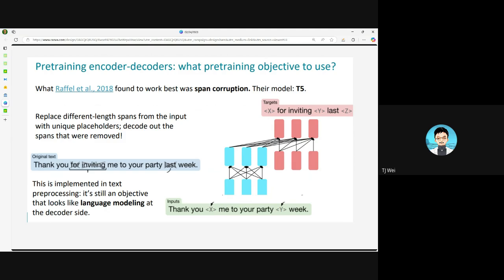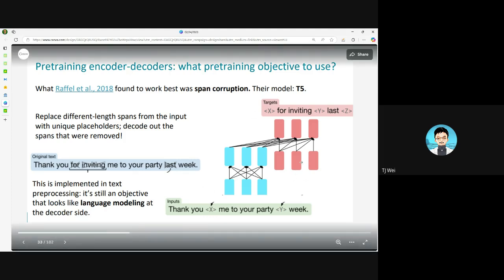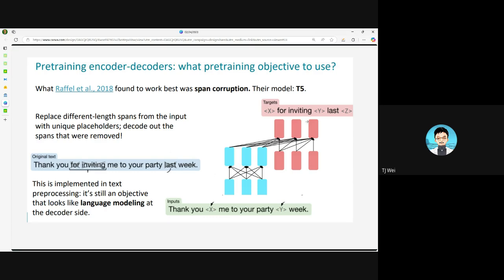So another way of training is the T5 way, which is more like machine translation. It trains the encoder and decoder together, and its original design is for machine translation. You most likely think of it as a machine translation thing.